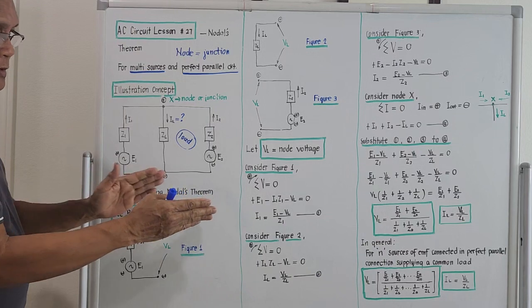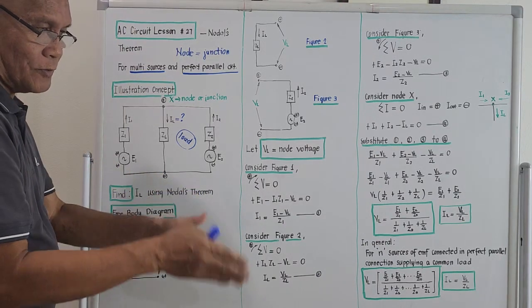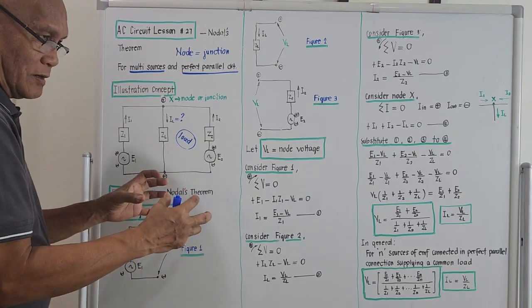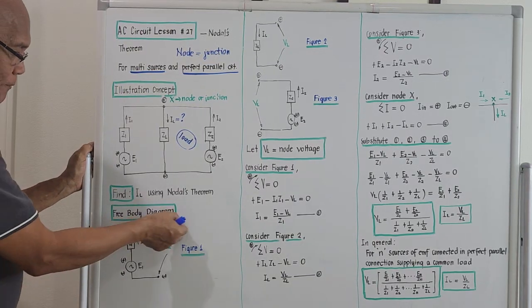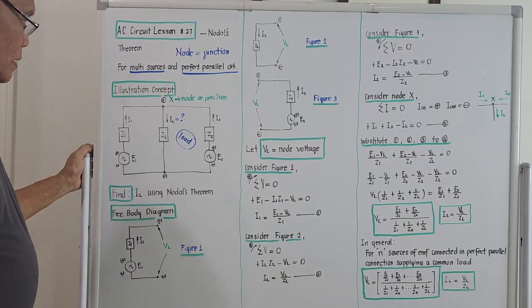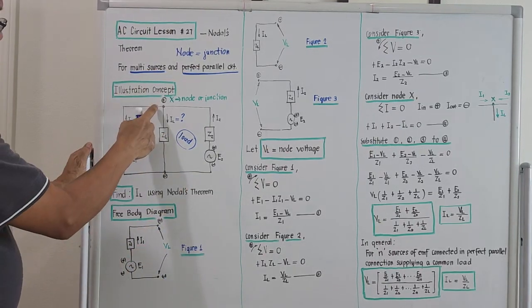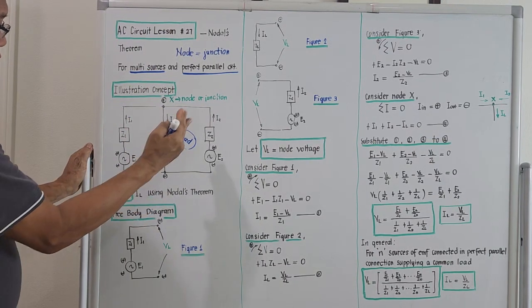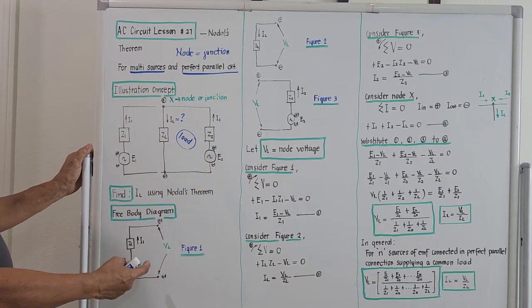Before I bring out the general equation and how to compute for I sub L, we'll go first with this derivation. We'll bring out the free body diagram. For the first figure, if we cut here, we segregate the left hand side. The segregated left hand side figure will be something like this.